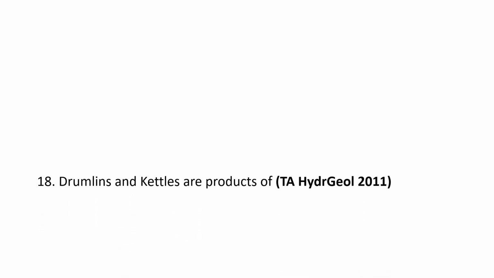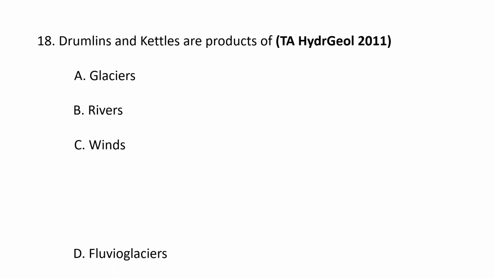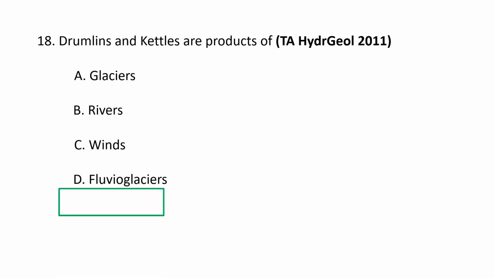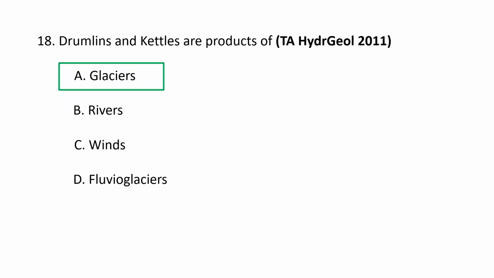Next question. Drumlins and kettles are products of A. Glaciers, B. Rivers, C. Winds, and D. Fluvio-glaciers. Drumlins and kettles are the products of the glaciers. They are both glacial landforms, and drumlins are smooth oval-shaped ridges, while kettles are holes which are left behind by melting of glaciers. So drumlins and kettles are products of glaciers. A is the correct option.